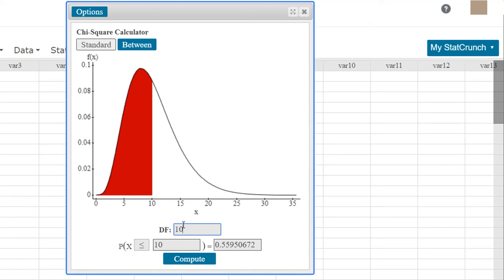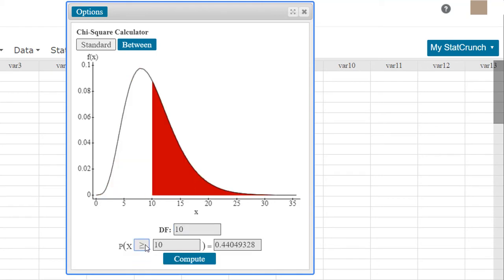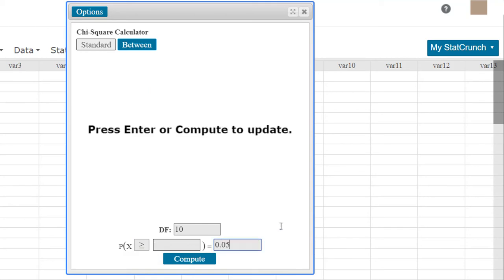And again, in this case, I want the area in the right tail to be 0.05, and I want to figure out what the critical value is for that. So since I'm dealing with the right tail, I'm going to change this to be greater than. Again, just like we did when we were using the normal calculator and the T calculator. And I want the area to be 0.05, so I'm going to enter 0.05 out here in this outer box.